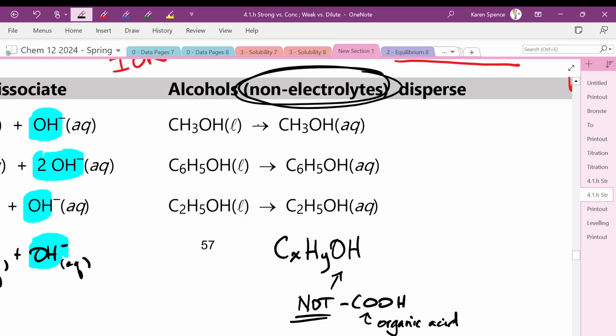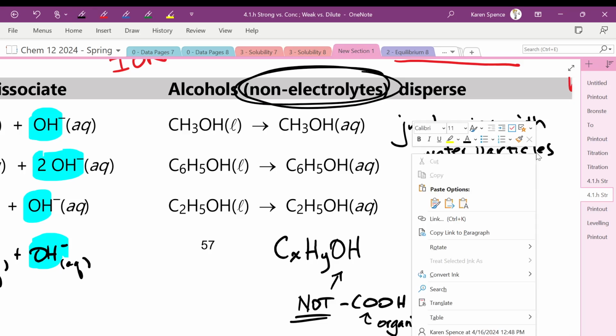And when they dissolve in water, they don't come apart, they just mix with the water. So you get an even distribution of both types of particles, all right? But they don't split apart.